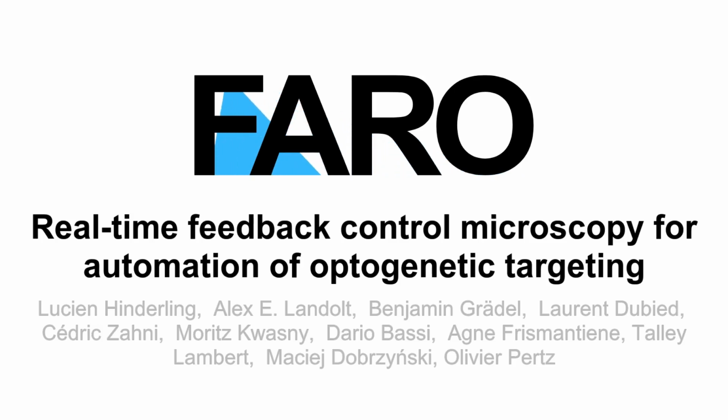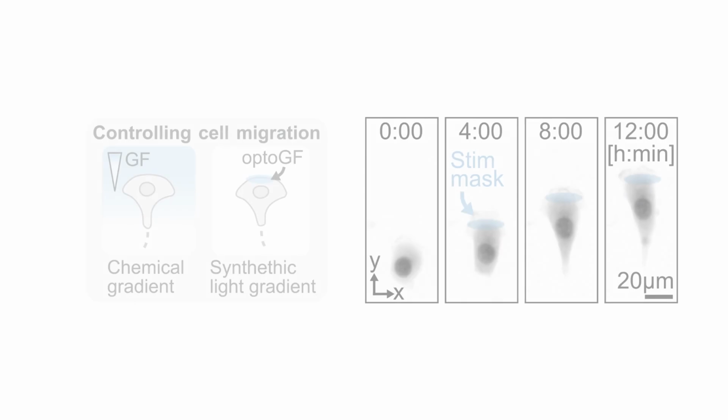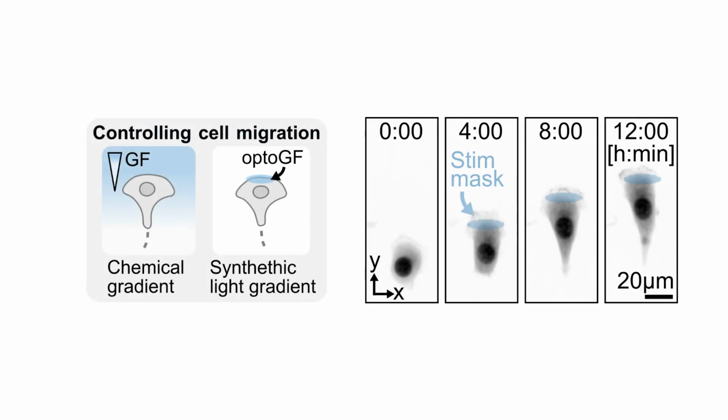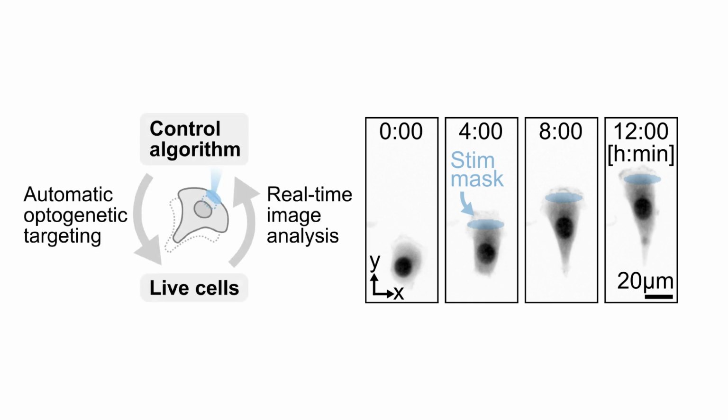We introduced FARO, a platform for automated adaptive optogenetic targeting. Optogenetics uses light to precisely activate signaling in live cells. Most of these experiments rely on manually drawn illumination patterns, which limits throughput and reliability. FARO automates this. It continuously segments and tracks cells in real time, updating the light patterns on the fly even as cells move or change shape.